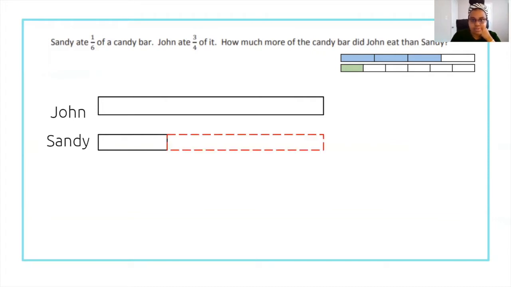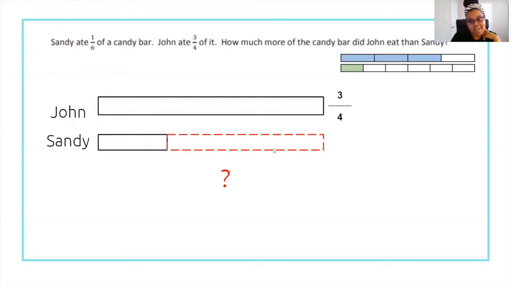All right, after I do that, the problem is asking me how much more of the candy bar did John eat? Well, if I want to know how much more, what I'm really looking to find in this problem is this part that is different from John's bar. If Sandy's bar is here and John's bar stops here, John's bar is how much more than Sandy's bar. And that's really what I'm trying to figure out for this problem. So, knowing that, what operation do you think we're going to use for this problem? How am I going to find out what this piece here equals?